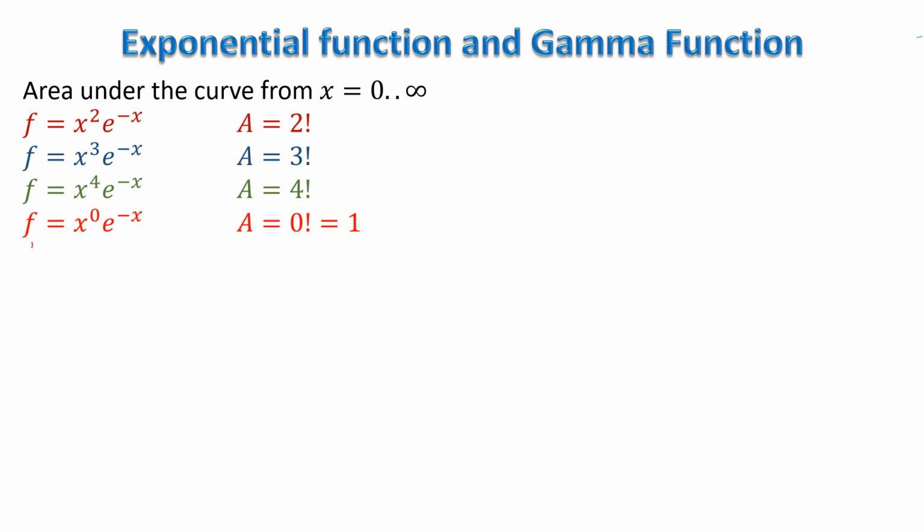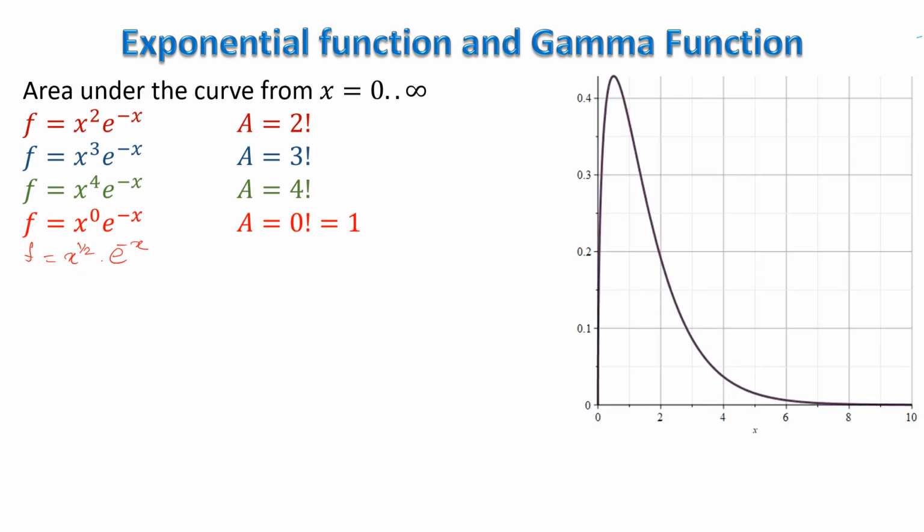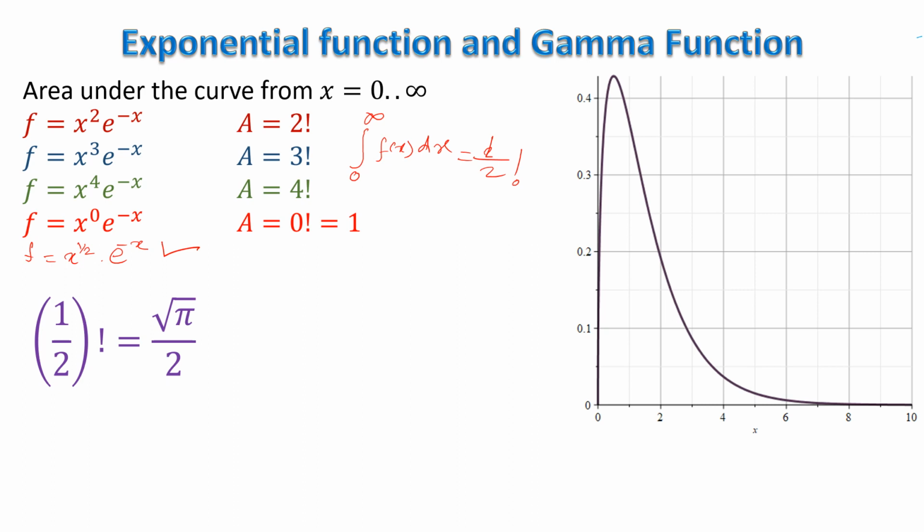Now if we show a function f equal to x to the power 1 by 2 into e to the power minus x, then we get a nice curve like this, and the integration of f of x dx, where x rolls from 0 to infinity, for this particular curve will evaluate to 1 by 2 factorial, and 1 by 2 factorial is a very interesting number: root pi by 2.